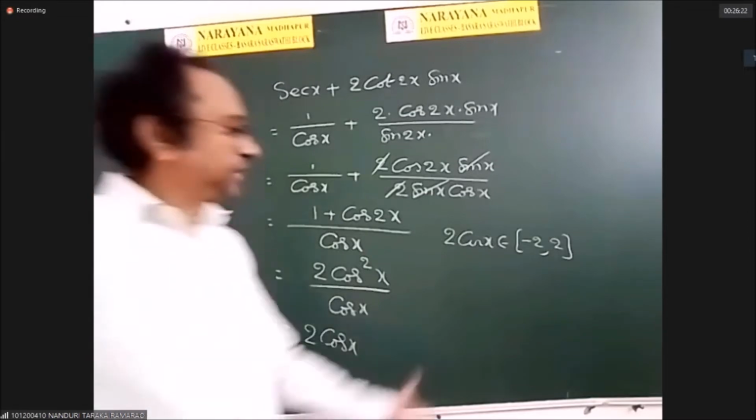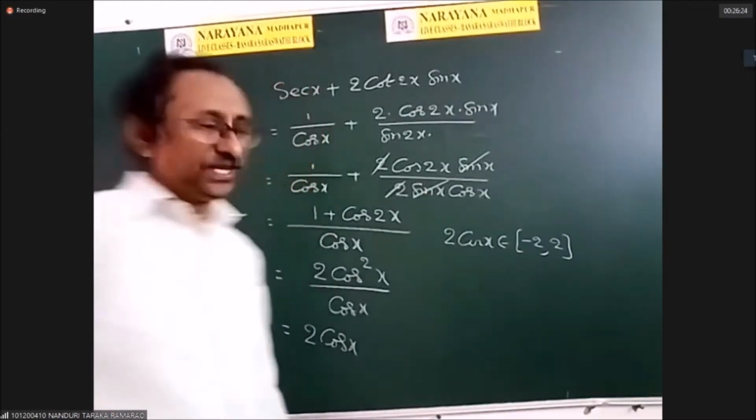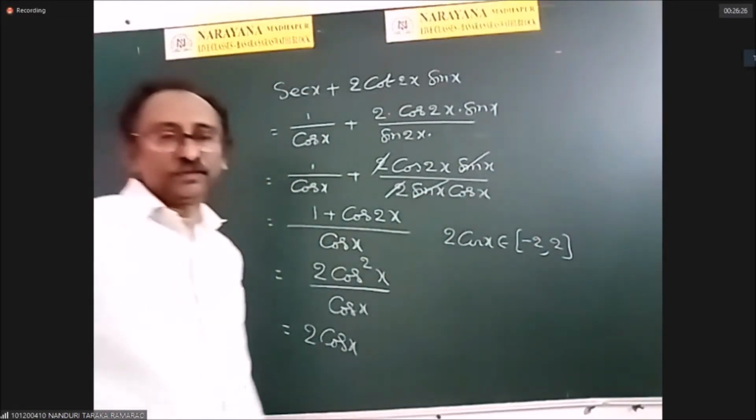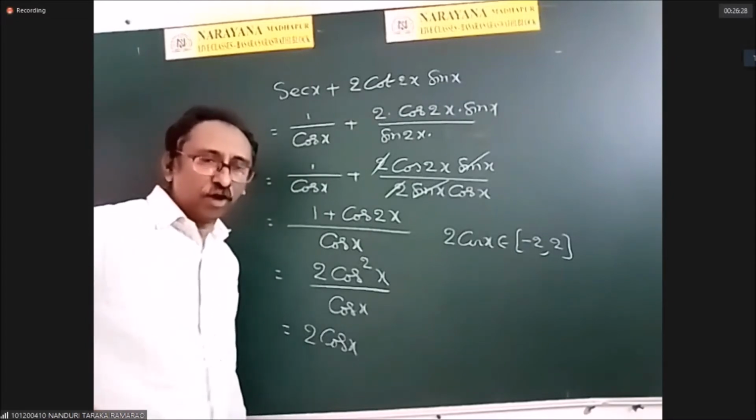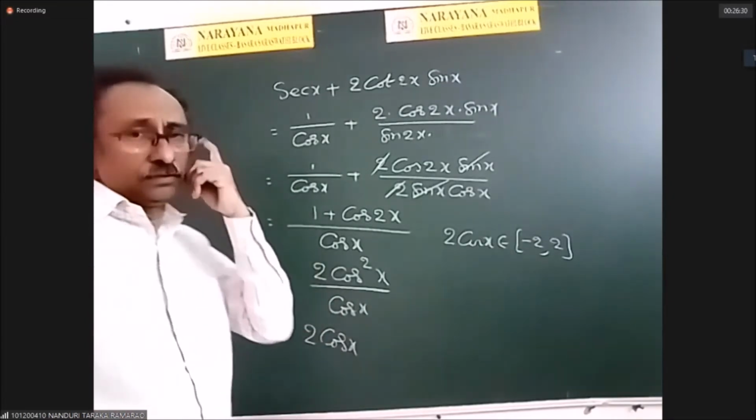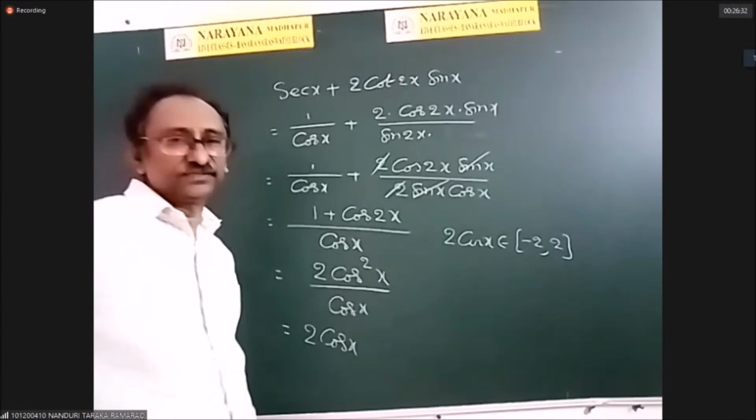Now the range is minus 2 comma 2. So any problem in this question? Is there any mistake or any issue to discuss?